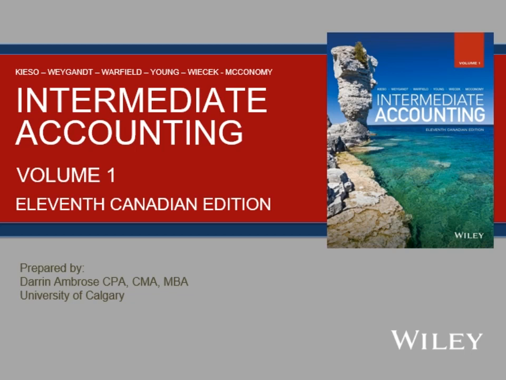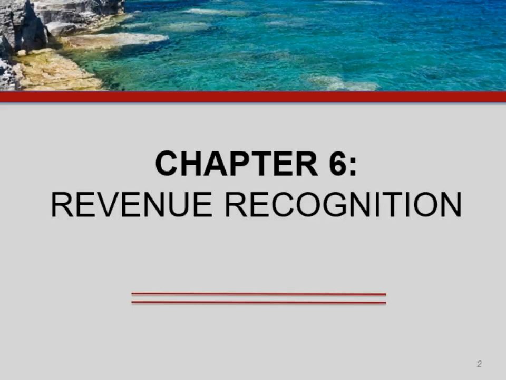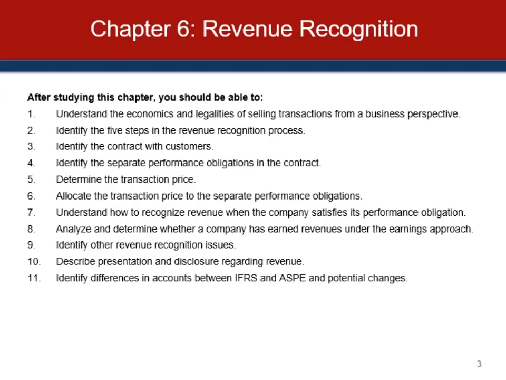Welcome. This is volume 1 of the Intermediate Accounting Kieso Volume text, and we're talking about revenue recognition. This is chapter 6 of the text. The learning objectives are listed here, talking about recording selling transactions and some of the things we need to know about them. Talk about 5 steps in the revenue recognition process.